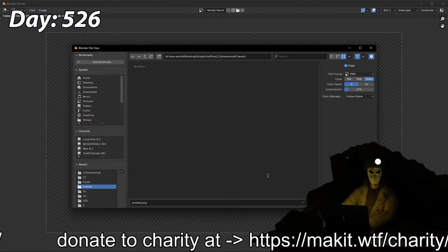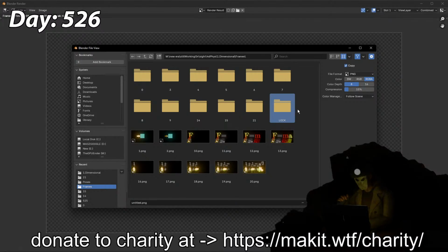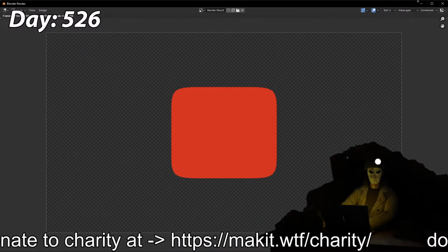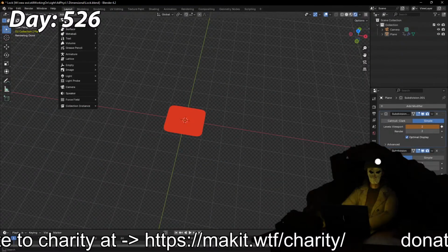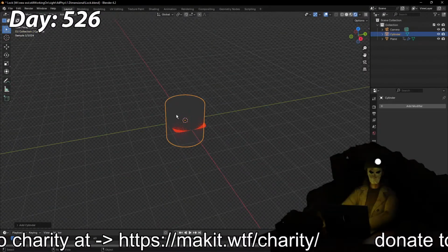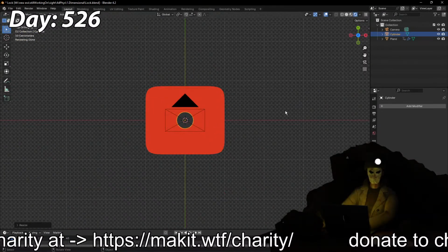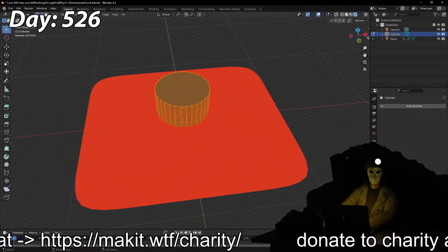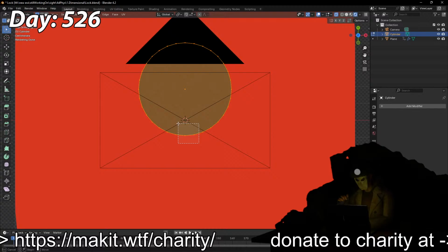Okay, frames, let's call it lock. And we'll have lock 0. Actually, no, that's wrong. Hold on. A cylinder, smaller. I'm trying to make like a, what's it called? A lock icon.